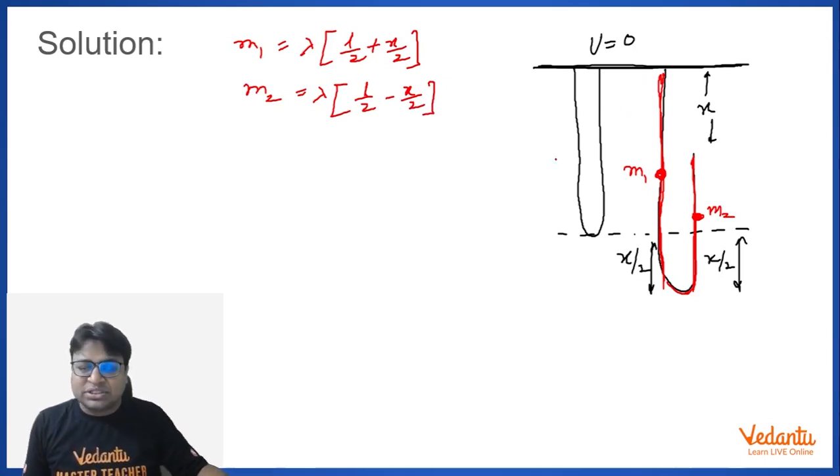Now, what is the distance of m1 from the ceiling? What do you think, guys? What do you think is the distance? The distance of m1. So if m1 is the center of mass of this straight segment, then it should lie at the midpoint.